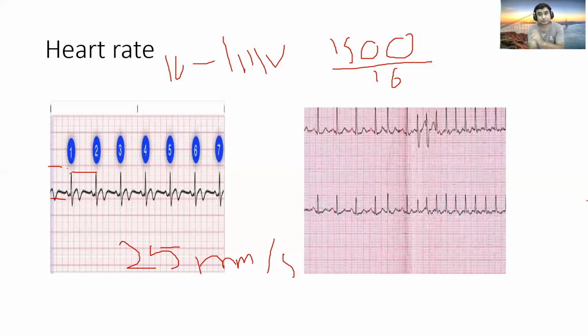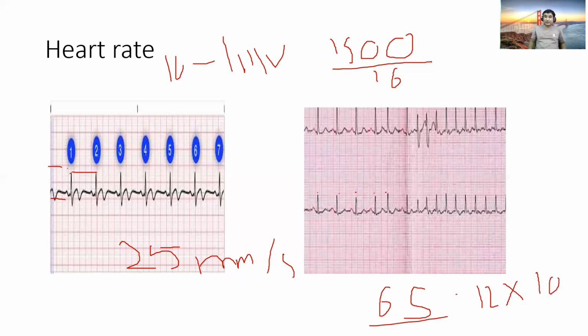But if the rhythm is irregular, like in this ECG, we cannot apply this formula. We have to count the R peaks in 6 seconds. So if the number of R waves in 6 seconds is 11, then we multiply by 10, so 110 will be the rate.